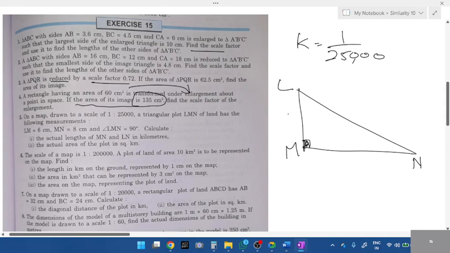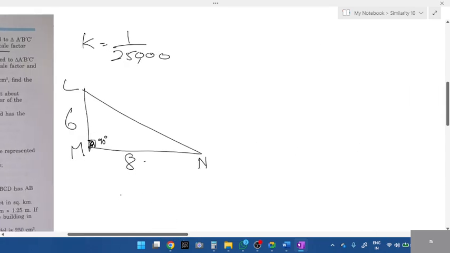Now, LM is equal to 6, MN is equal to 8. If this is 90 degrees, which formula do we apply, students, to find LN? For now, LN is the actual length. Which formula do we use to find the value of LN? Pythagoras theorem. LN is the hypotenuse. LN square is equal to LM square plus MN square. Use Pythagoras theorem, find the value of LN.